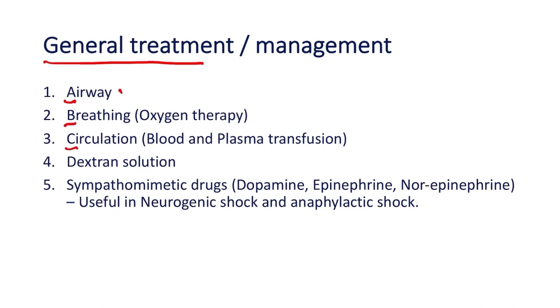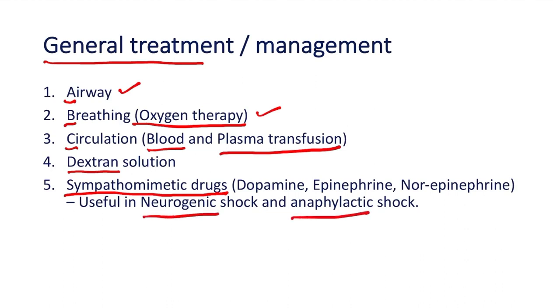So first you have to maintain the airway, okay, then breathing. If the breathing is not proper, oxygen therapy can be used here, and for circulation we can give IV fluid, whole blood or plasma transfusion also, and dextran solution can also be given, and sympathomimetic drugs can also be used. These sympathomimetic drugs are mainly used in neurogenic and anaphylactic shock. These drugs are dopamine, epinephrine, norepinephrine.